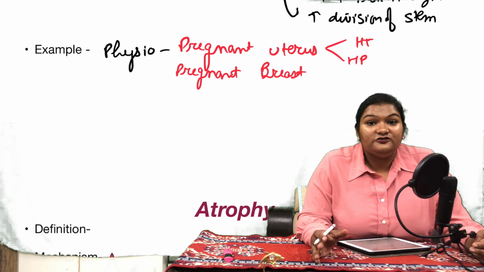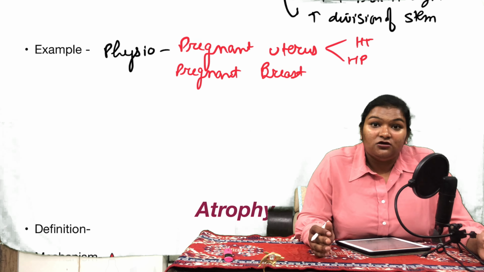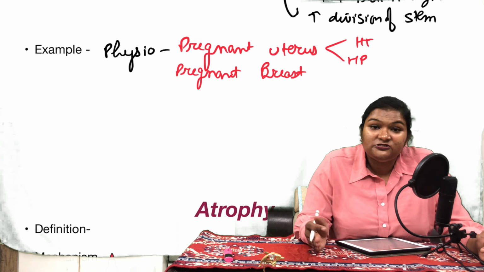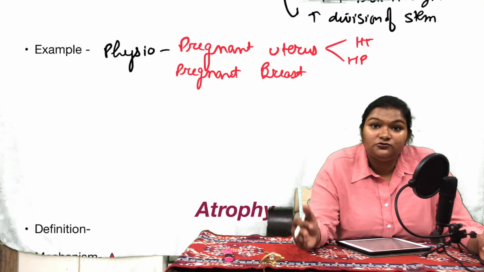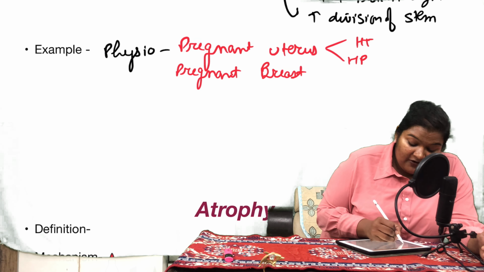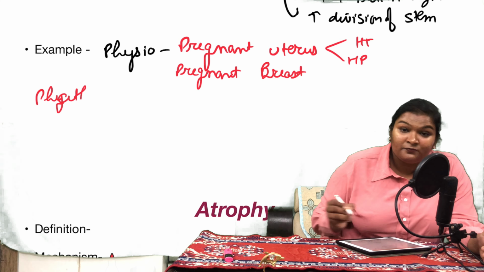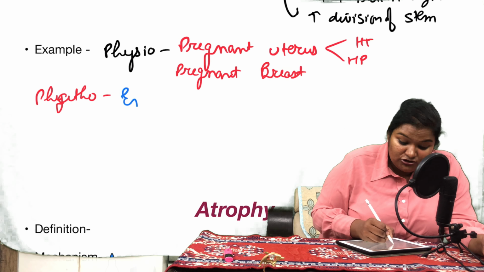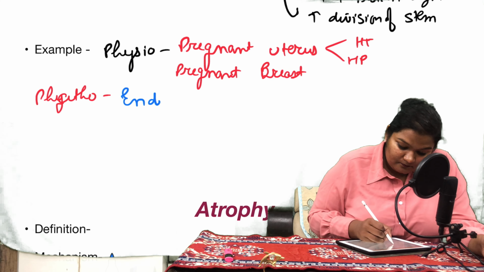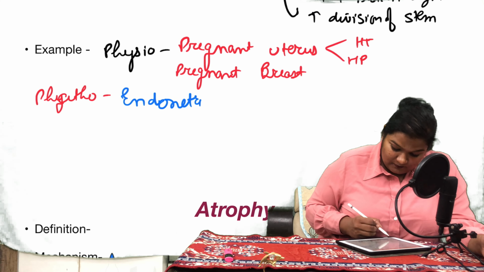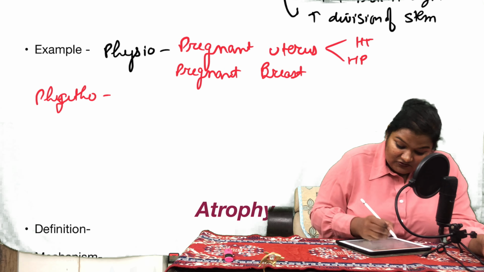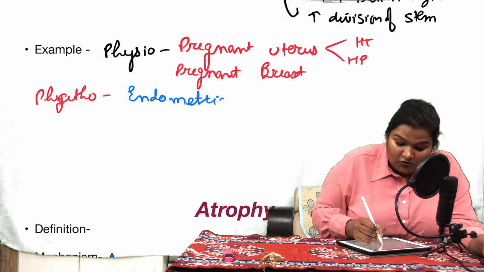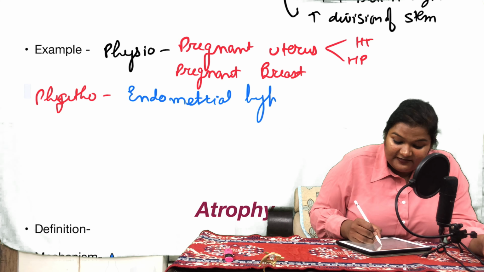Why am I saying it is an example of physiological hyperplasia? As soon as the pregnancy ends and there is delivery of the baby, the uterus will come back to the normal size, and after the baby stops feeding on the breast milk, the breast will go back to its normal size. Now what do you understand by pathological hyperplasia? Right? So for pathological hyperplasia we have endometrial hyperplasia. One minute, I will just write down the proper spelling. Endometrial hyperplasia. Okay, so what do you understand by endometrial hyperplasia?